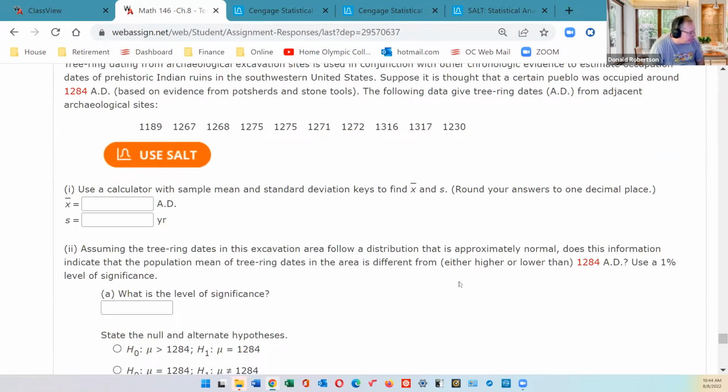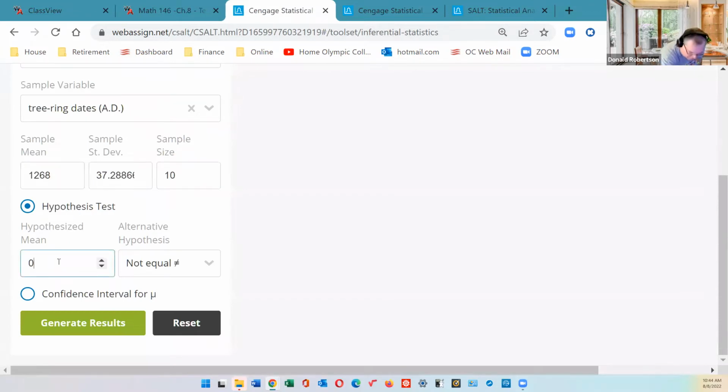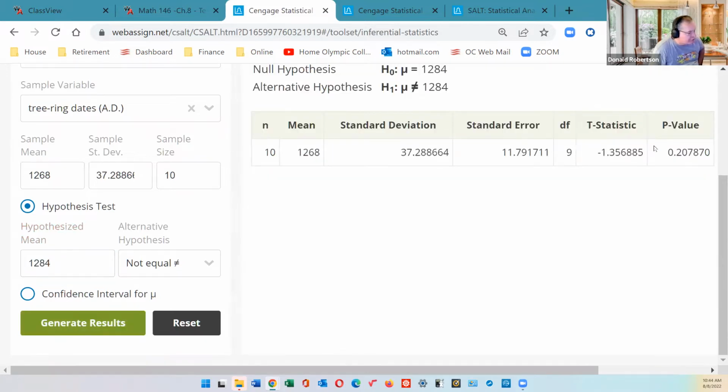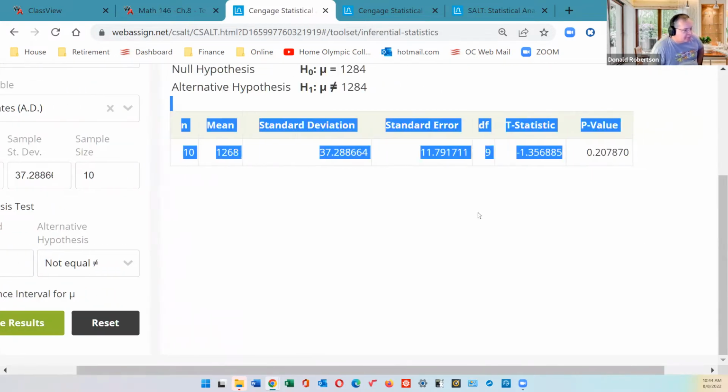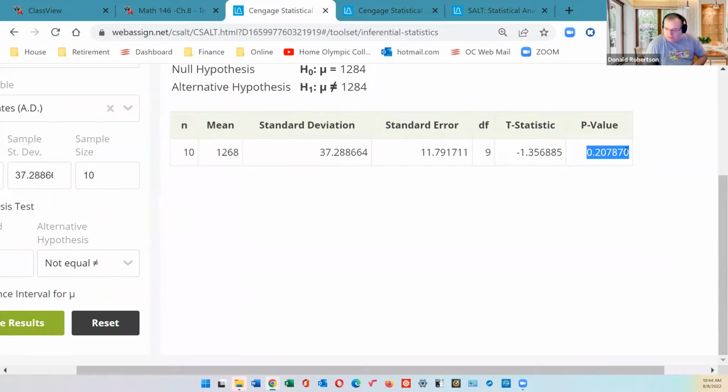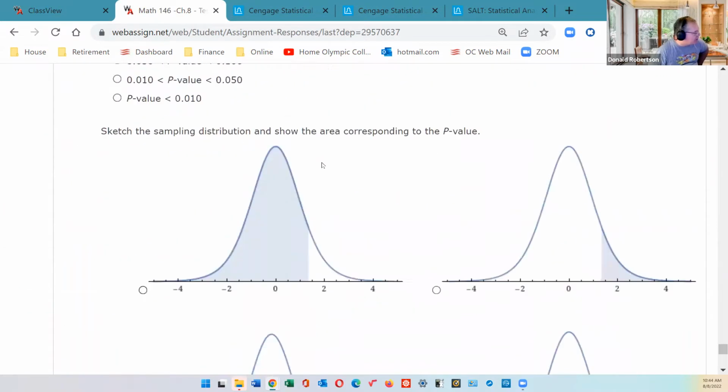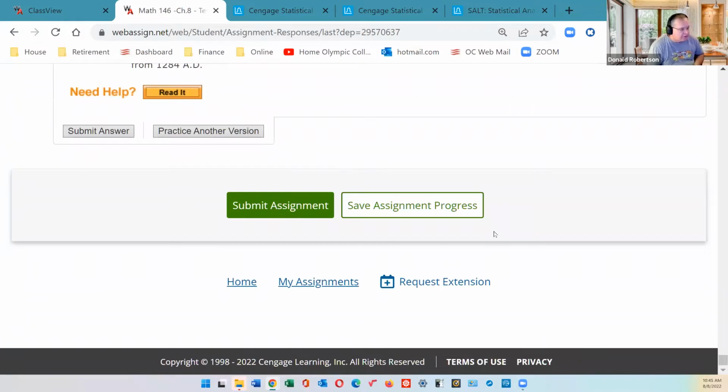And we want to show, assuming the tree ring data on this area followed that is approximately known, does the information indicate the mean population is different from 1284? Okay, so I need to prove that it's different from 1284. And generate results. And would you agree that the p-value is not significant? So no, based on that data, you couldn't get any significant result. Do you feel comfortable about means as one population means? The kind of thing we've done, right?